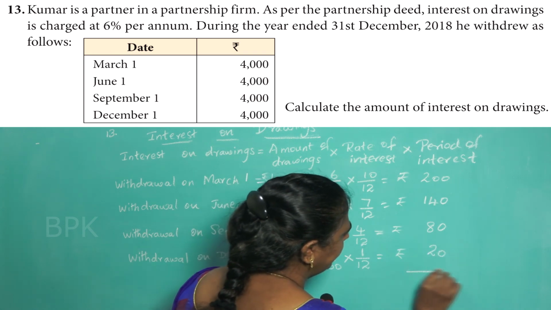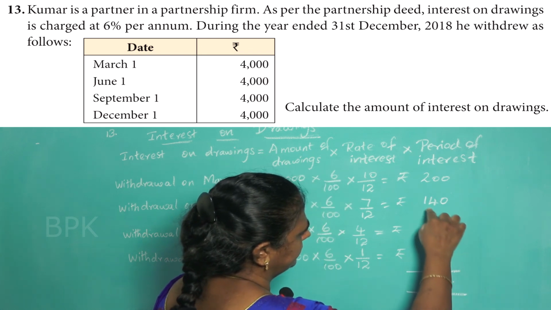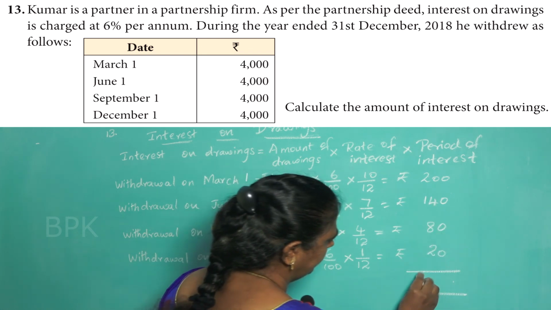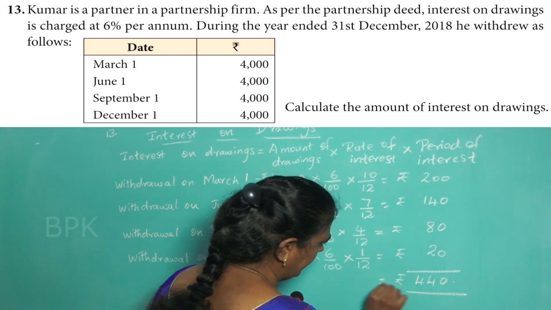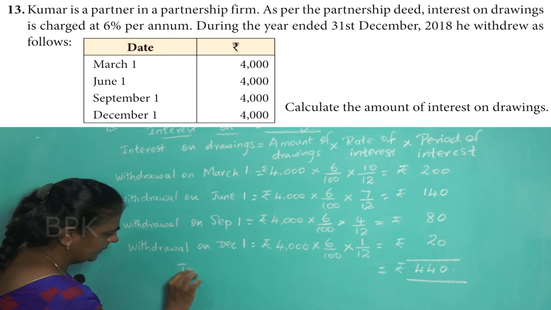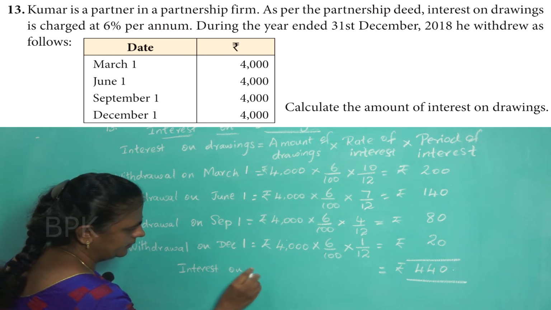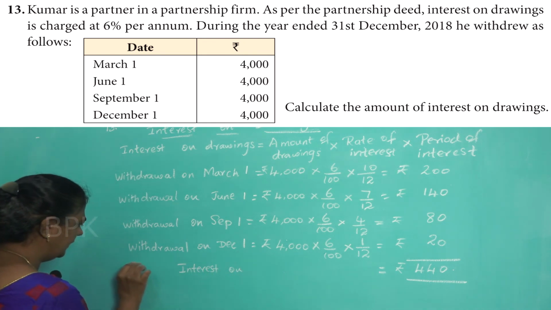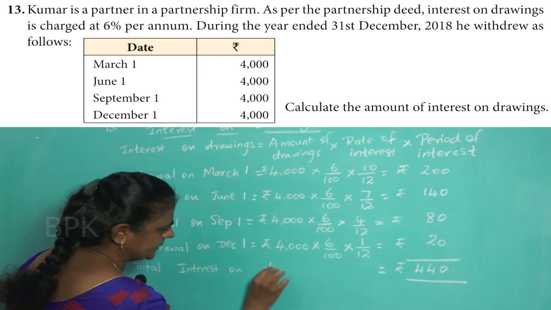So now add everything. 440 rupees. What is this? This is total interest on drawings.